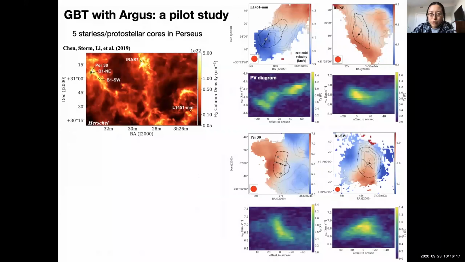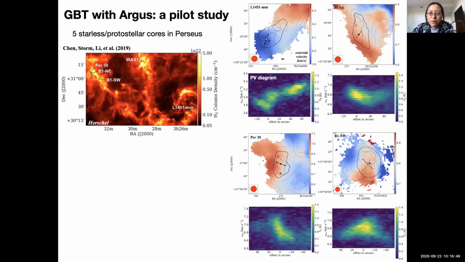So with those in mind, we conducted a pilot study with Argus to look at some of the cores in the Perseus molecular cloud to see what the velocity structure really looks like. On the right-hand side, I show both the line of sight velocity map and the PV diagram. You'll realize that even though the line of sight velocity map seems pretty smooth, in the PV diagram it really doesn't look like that. And this is where the super fine channel width of the GBT can provide constraints.